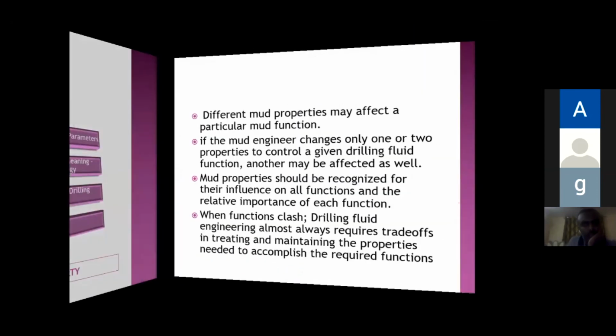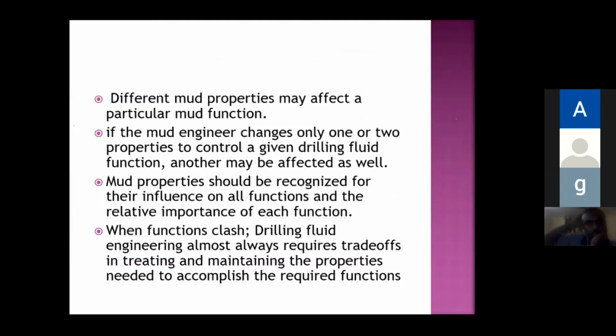Different mud properties may affect a particular mud function. If the mud engineer changes only one or two properties to control a given drilling fluid function, another may be affected as well. These are mud parameters related together. For example, if you increase the mud weight, you will definitely increase the solids. If you increase your viscosity, it will reduce your filtration. All parameters are related together.